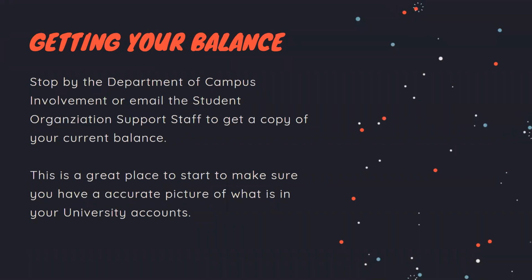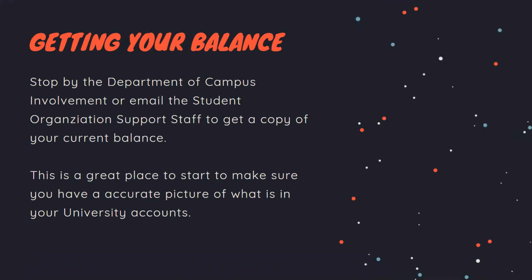So getting your balance, you can get the current balance of your 334 or 900 accounts by coming to the Department of Campus Involvement or emailing the student organization support staff. You can get a copy of that if you come into our office. We'll print you a copy. Otherwise, if you email us, we'll send you a screenshot of your current balance and what transactions have already occurred within those accounts. And again, you can get that at any time.